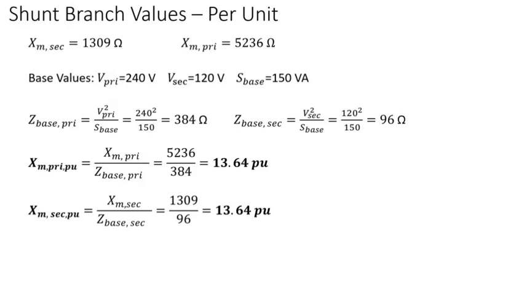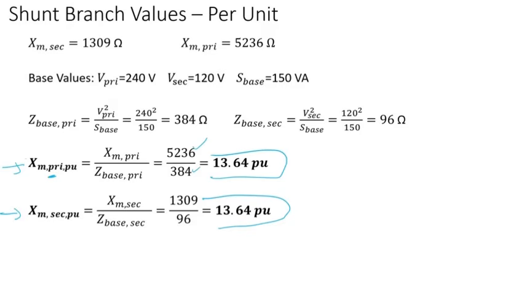We can do the same thing for the reactance, the magnetization reactance basically. So on the primary side, XM primary divided by the base impedance. I just plug in the numbers, I get 13.64 per unit. The same magnetization reactance on the secondary side, I should get the same number in per unit. So that's the beauty of per unit.